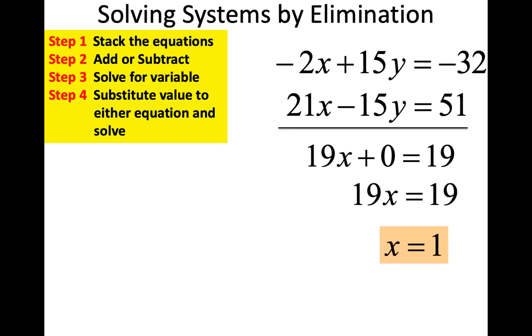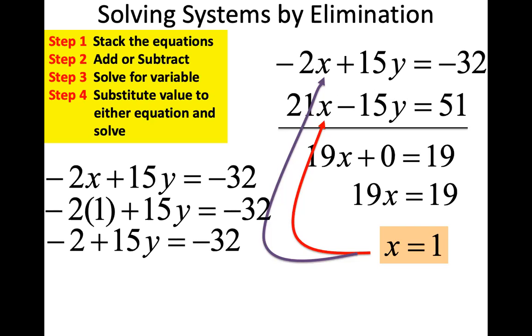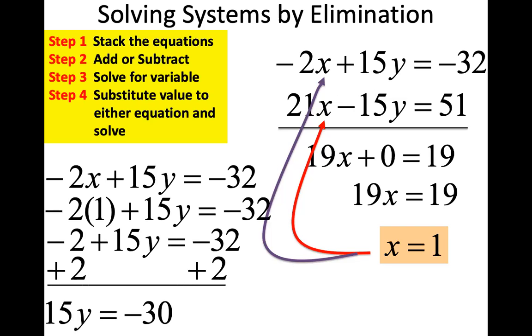We got 1. We take this 1, we go back to either equation. I'm going to use the bottom one. It's got fewer negatives. Okay. I use the bottom one. Actually, no, I use the top one. I'm not sure why I chose the top there. Whatever. Let x be 1. That's going to give me a -2. Add 2 to both sides. That gives me a -30. And 15 into -30 is -2.